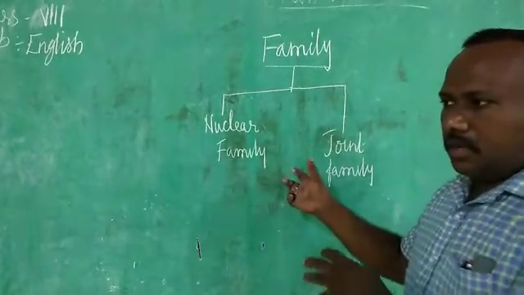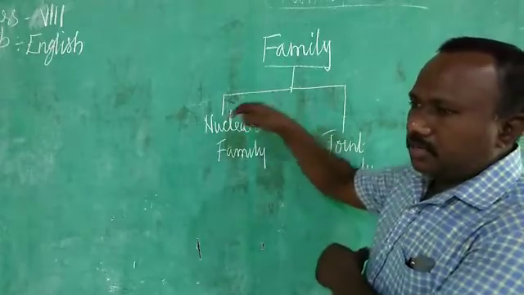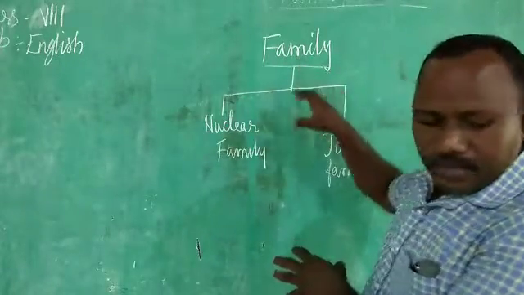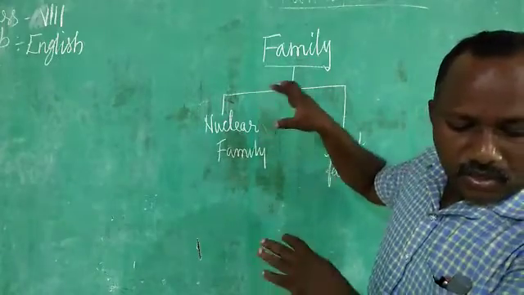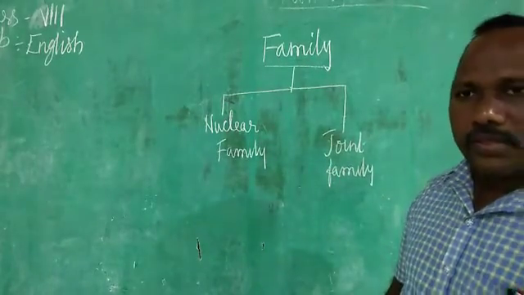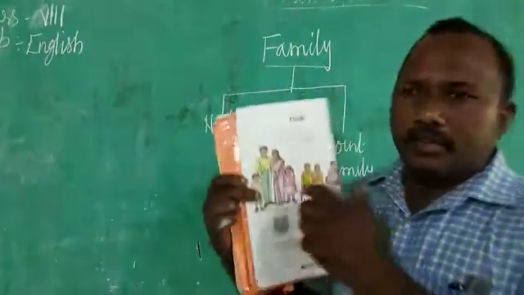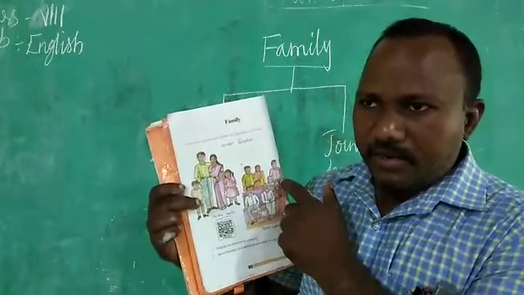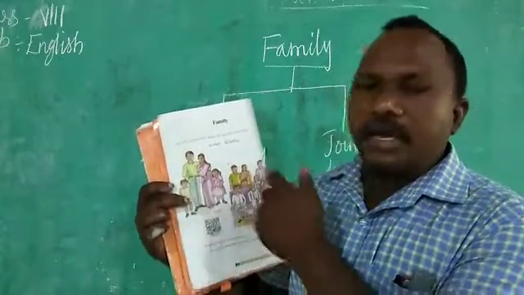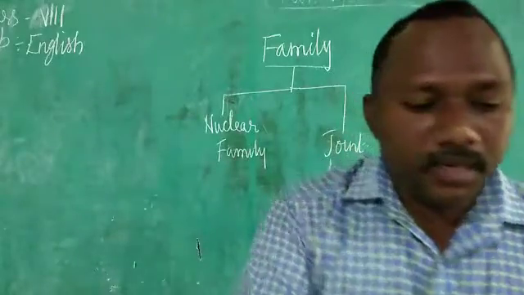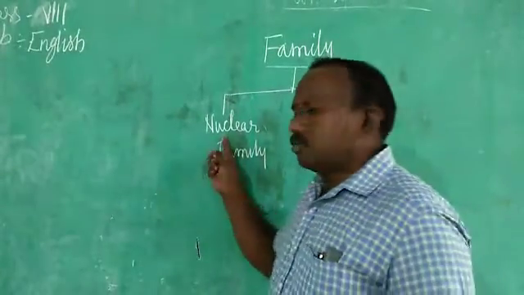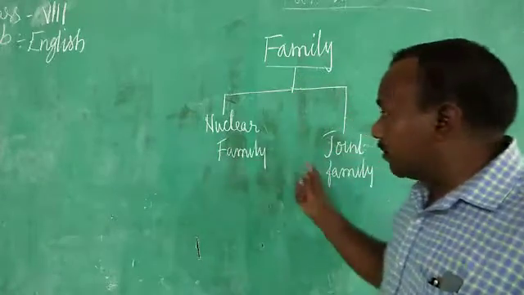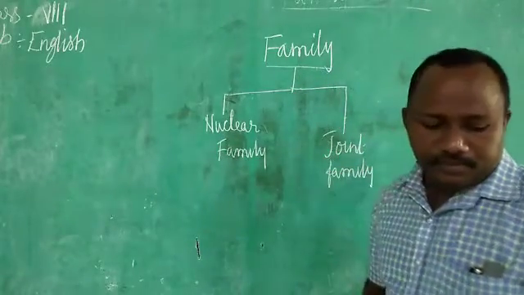Here, children, before we go into the first lesson, we have a topic related to the lesson The Tattered Blanket. Related to that, it's given the family. What do you observe in these two pictures? You can say that it is a small family and a big family, right? The small family we call a nuclear family. The big family we call a joint family.